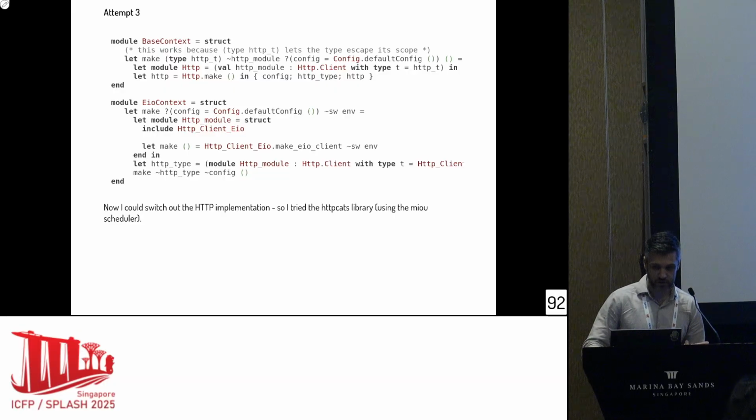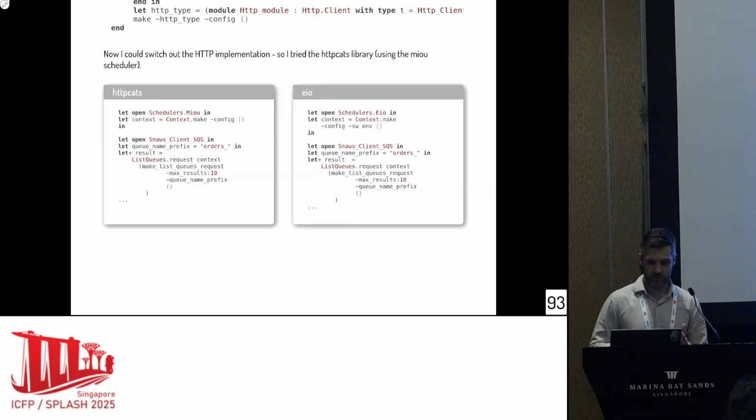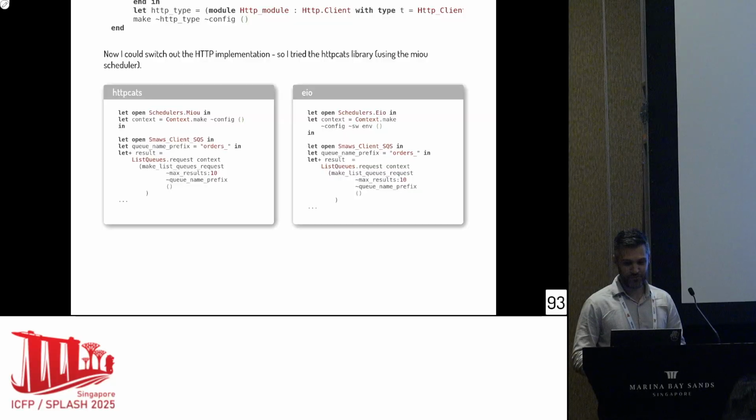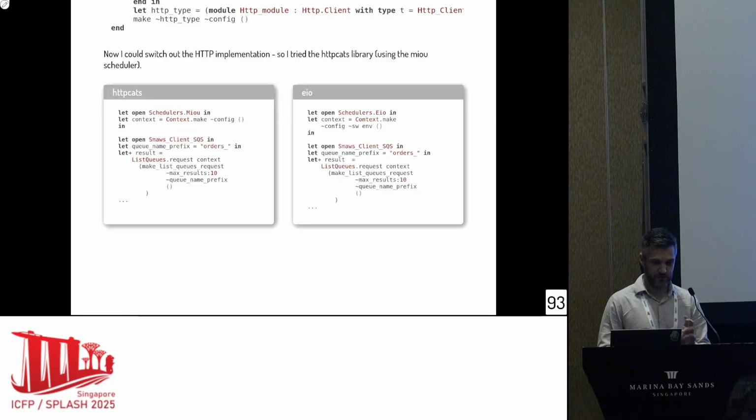Now that I could switch implementations, I also looked at supporting other HTTP libraries. I've been able to get it working with the Httpcats library using the Miou scheduler. Those are words I didn't expect to say. You can see in the example below, showing almost identical code except for the context creation.